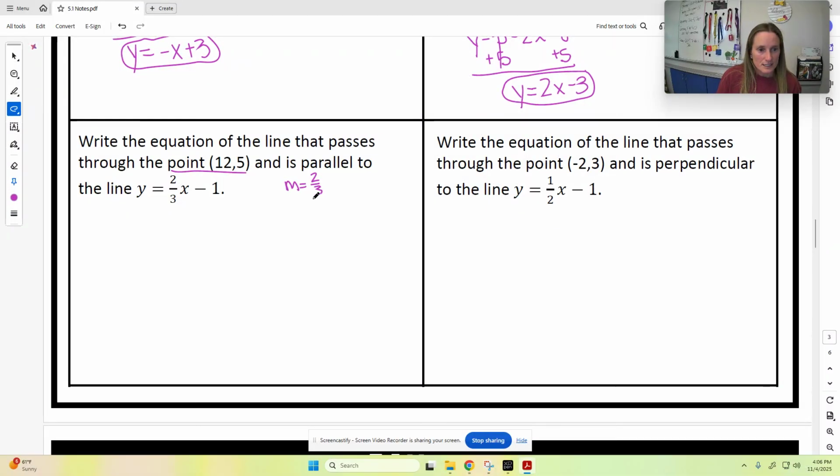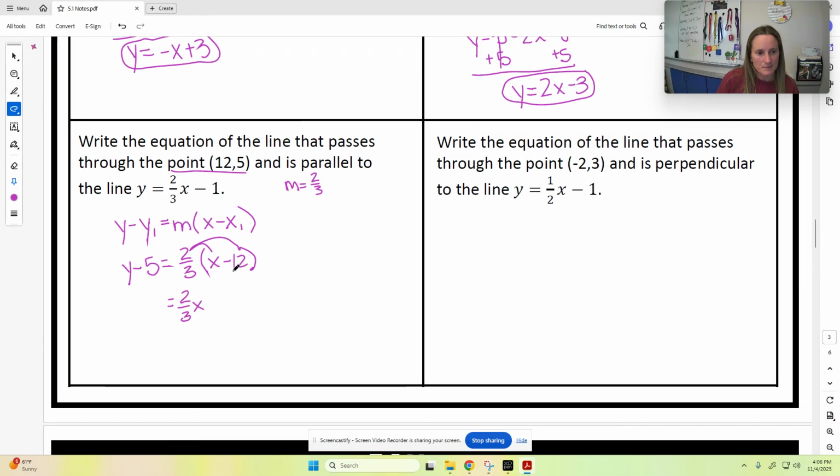So again, point and slope, so we're starting with point-slope form. So y minus y sub 1 is equal to m times x minus x sub 1. My y value is 5, my slope is 2/3, and my x value is 12. Now I distribute. I'm going to move that 5, and I will be done. 2/3 times x is just 2/3 x. Nothing to stress about. 2/3 times -12.